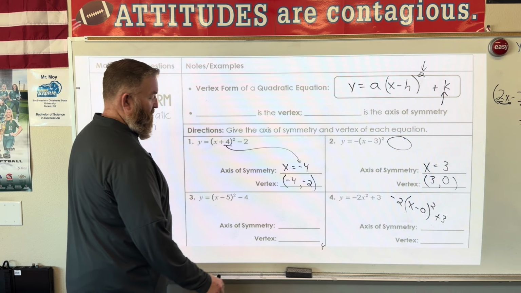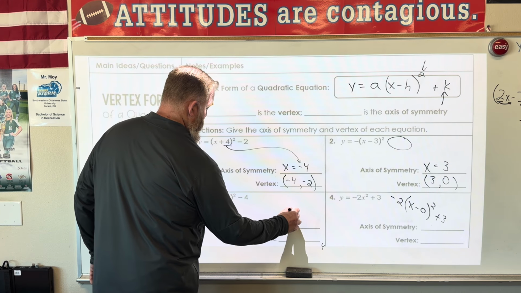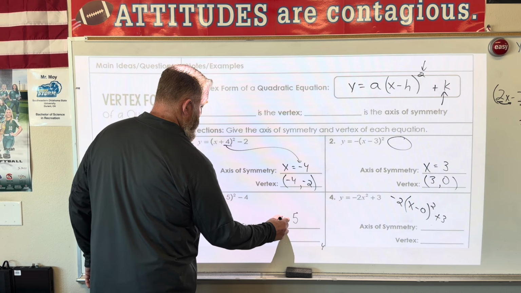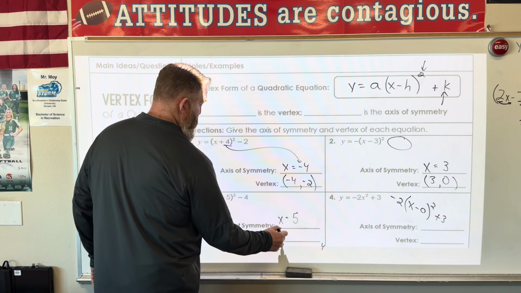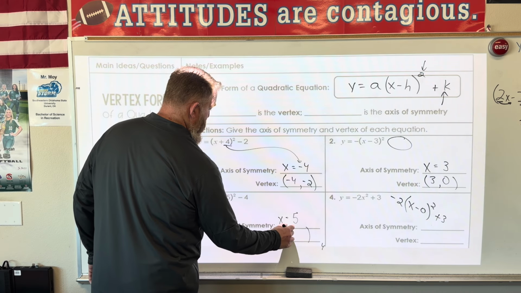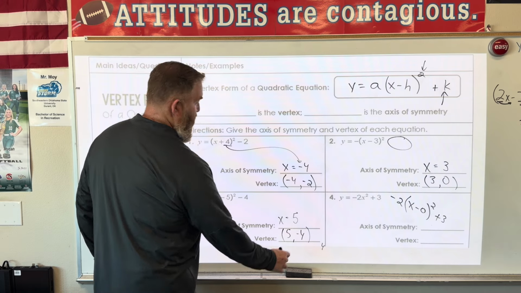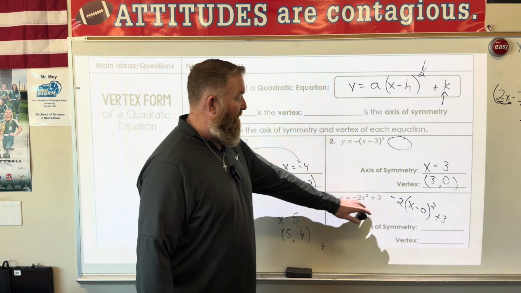What's the axis of symmetry on this one? Nope. Oh, it's positive 5. X equals positive 5. And then what is my vertex? 5 what? 5, negative 4. Pretty simple. Good. So did everybody catch this, though?